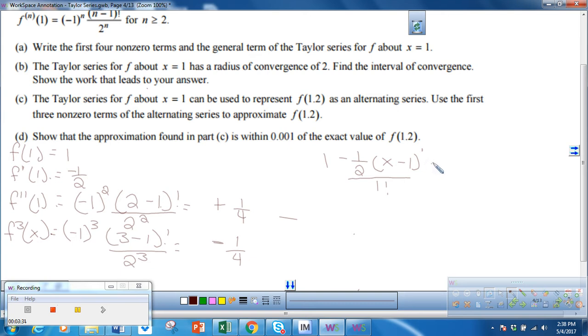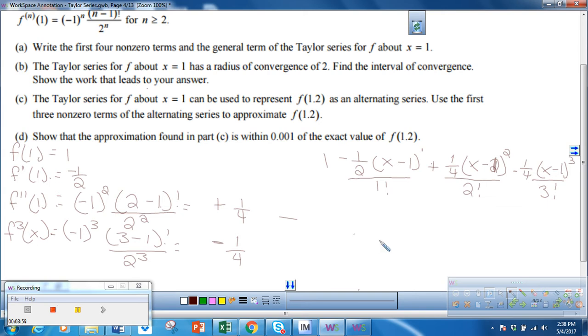Then the next derivative would be plus 1/4, because this is the second derivative, x minus 1 squared over 2 factorial, minus 1 over 4 x minus 1 cubed over 3 factorial.